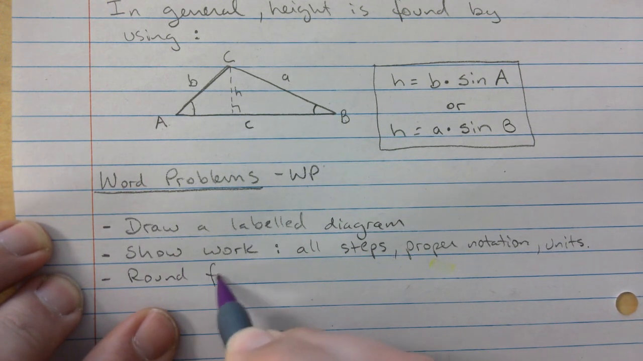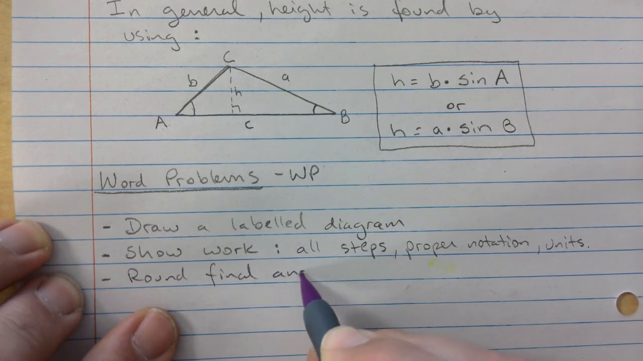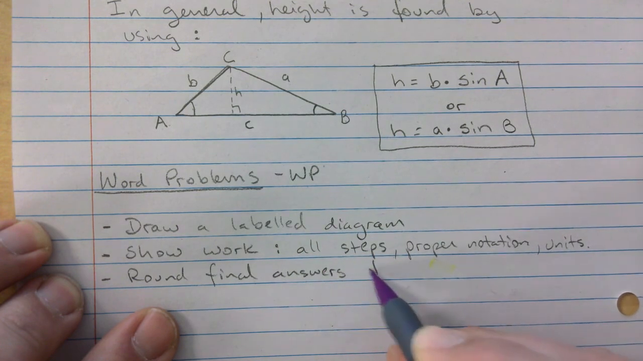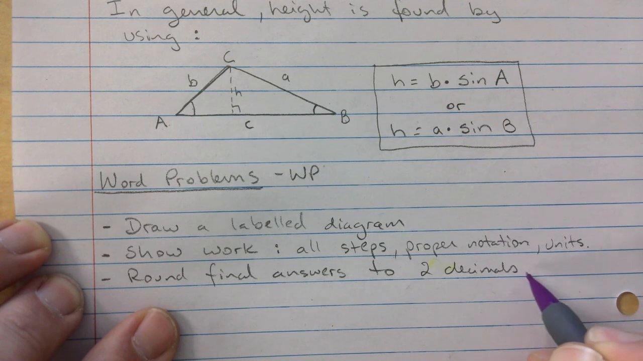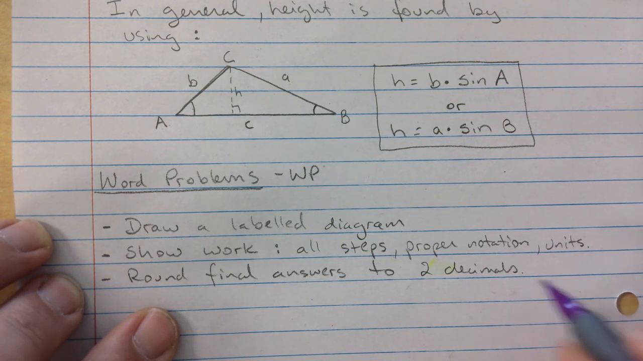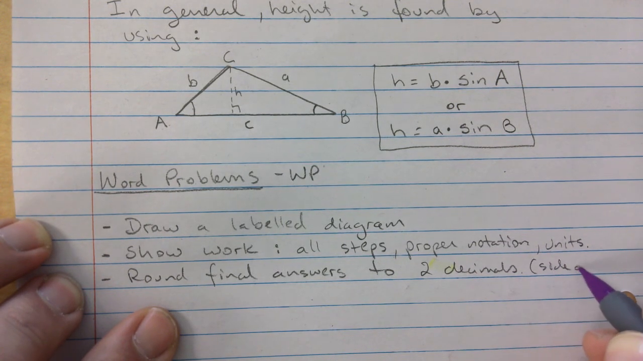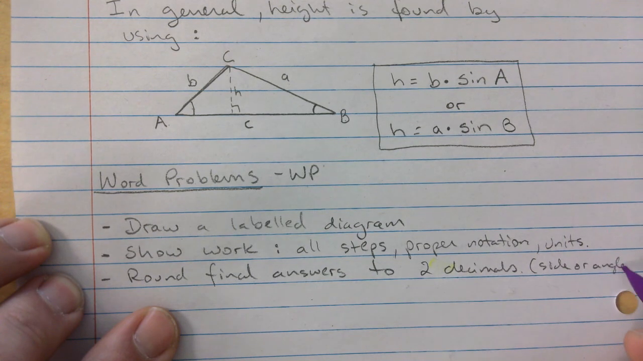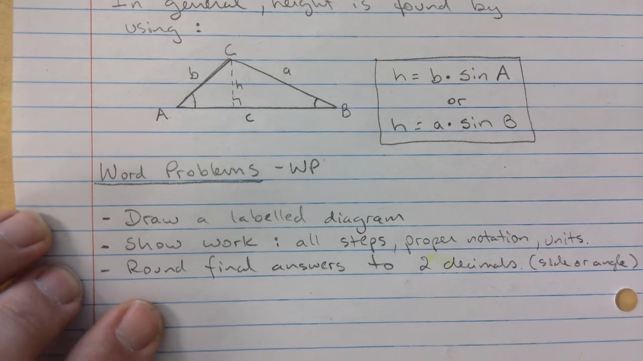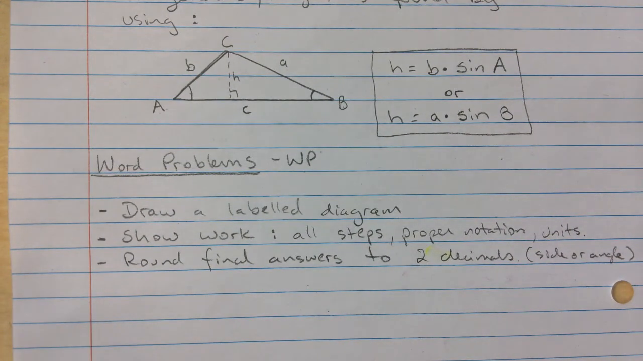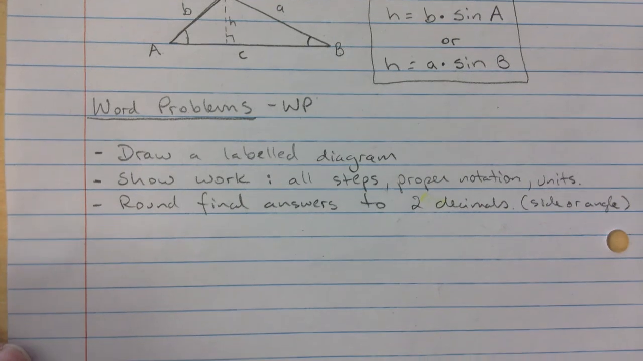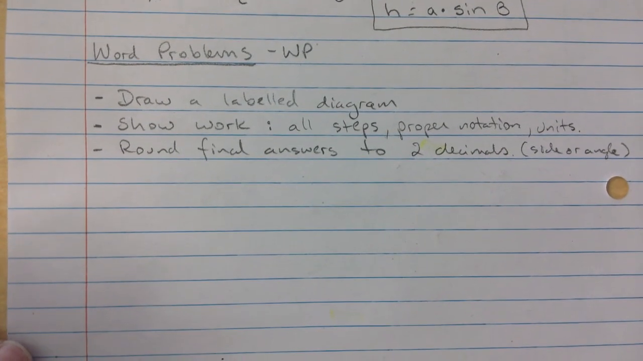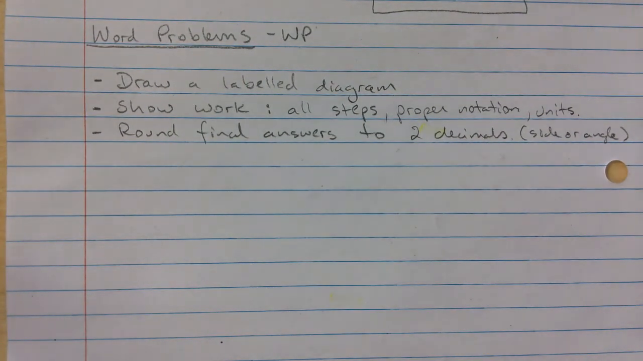Round final answers to 2 decimals. It doesn't matter if it's an angle, side, or angle, right? It doesn't matter. Round to 2 decimals. The book will usually do 1 decimal or to the nearest degree for angle, but try to just stick to 2 decimals. Right?